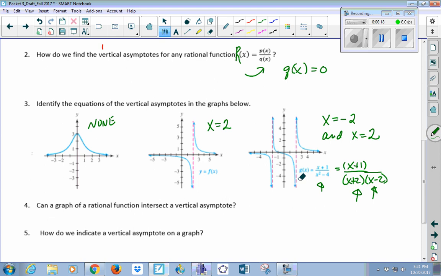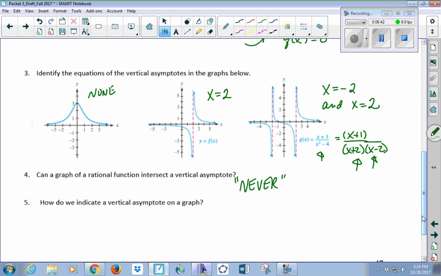Now, can the graph of a rational function intersect a vertical asymptote? No, never, never, never, never. Because if it did, there would be a number that you would get when you divide by 0, and that's never going to happen. Division by 0 is undefined. The graph gets really close to that vertical line, infinitely close as a matter of fact, but never touches it, never crosses it. And how do we indicate a vertical asymptote on a graph? With a dotted vertical line, just like you see here in these two graphs with the pink vertical line.